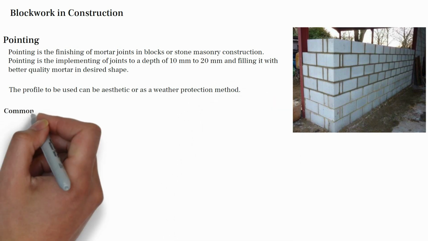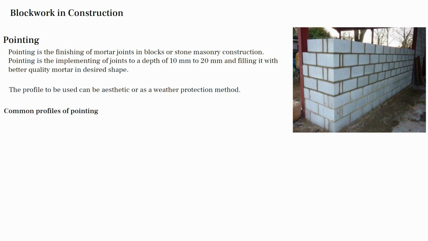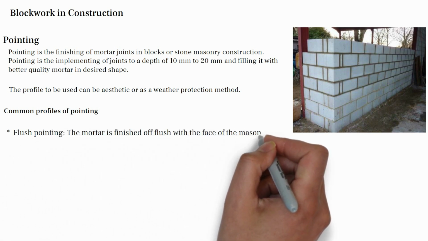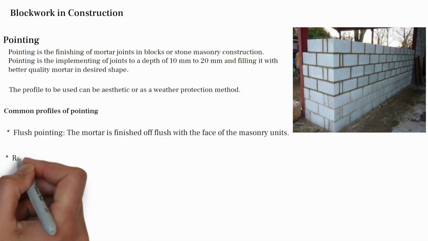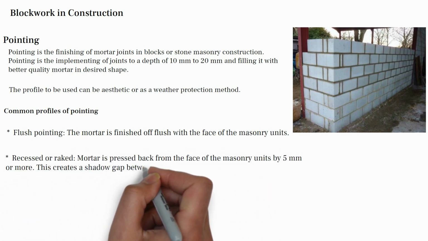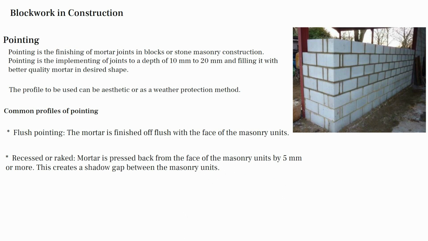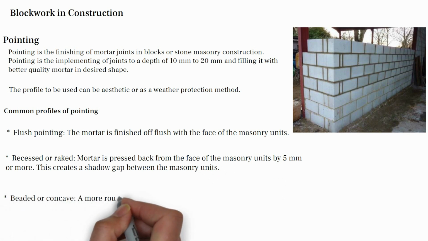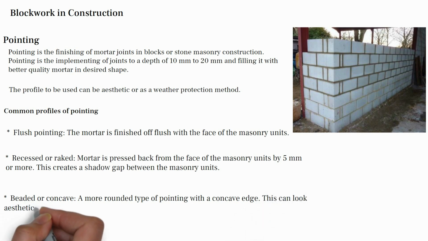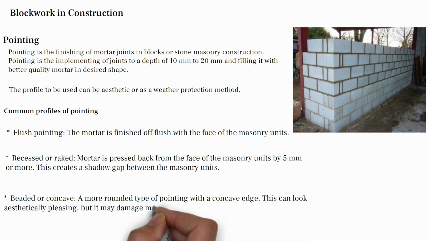Common profiles of pointing. Flush pointing: the mortar is finished off flush with the face of the masonry unit. Recessed or raked pointing: mortar is pressed back from the face of the masonry unit by 5 mm or more. This creates a shadow gap between the masonry units. Beaded or concave pointing: a more rounded type of pointing with a concave edge. This can look aesthetically pleasing, but it may be damaged more easily than other profiles.